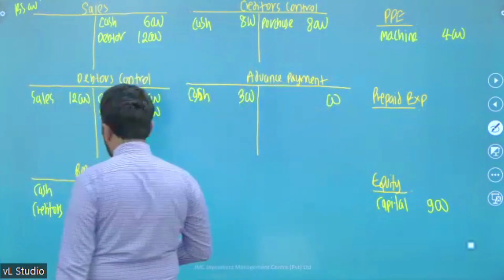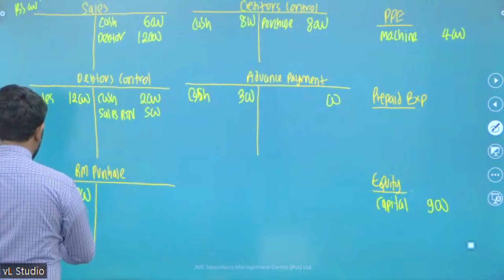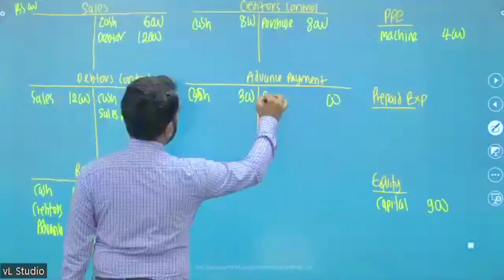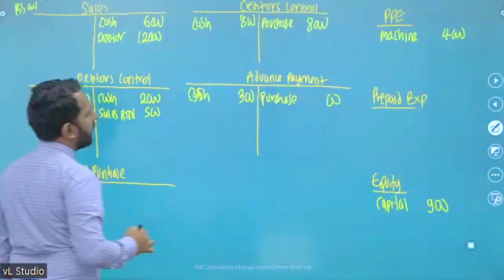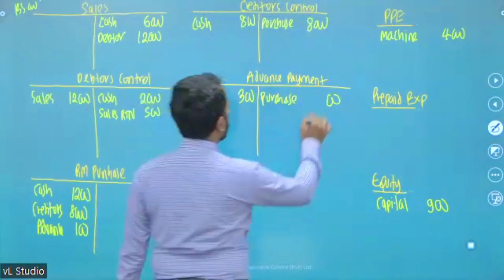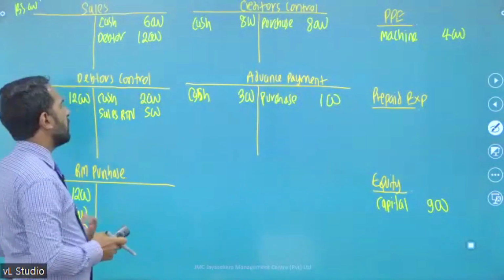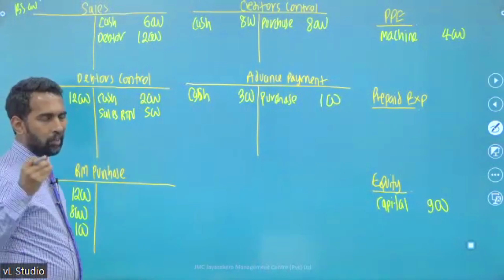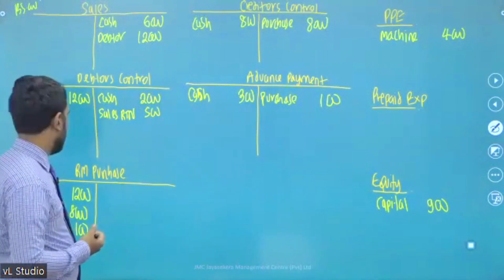We are receiving items, which is a purchase. So the purchase will increase from the advance account. So we are getting 100 rupees worth of items. There was a 300 rupee advance, and 100 rupees worth of items we have received. So whatever the remaining advance, our asset is only 200.